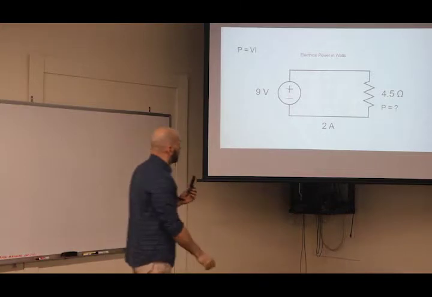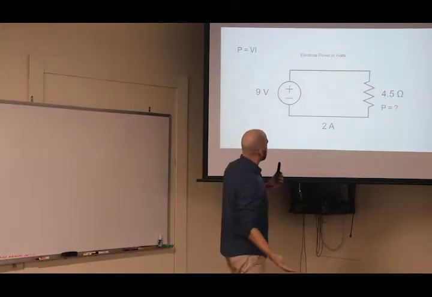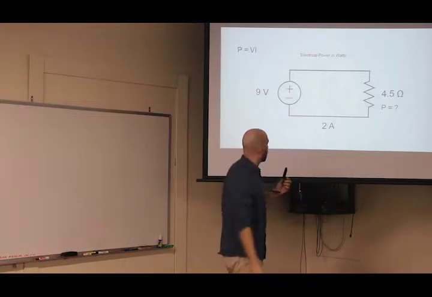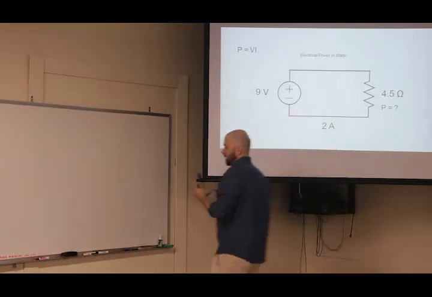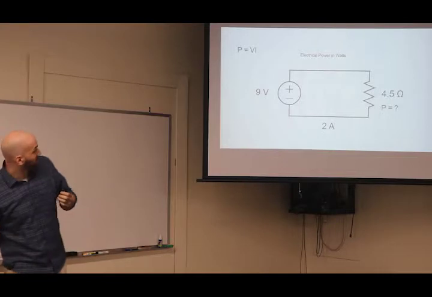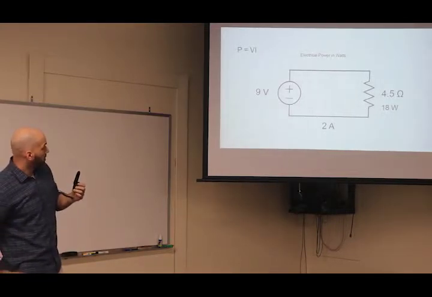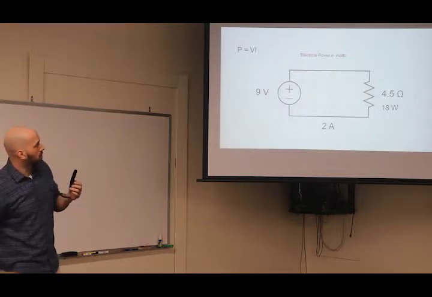If you want to get power, solving for watts, then that equation is P equals VI. It's just as you would imagine, 18 watts. So you'll note the R, the resistance, doesn't enter into that equation.